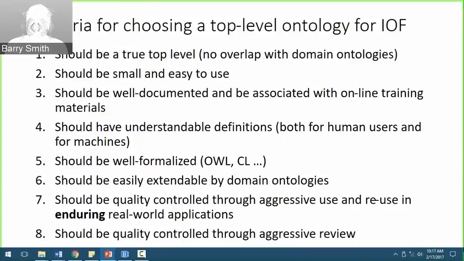Because if you have a large body of users and then you make a radical change in the ontology, then many of the users will feel left behind. And the idea is to promote stability, to promote the confidence that users have that this ontology will still be alive, still be maintained, still be available for use in 10 or 20 years' time.